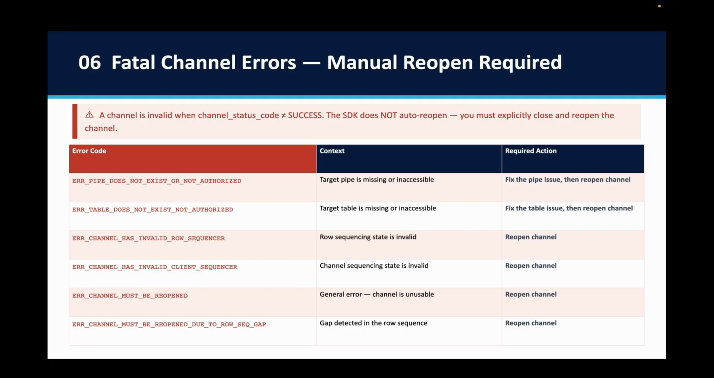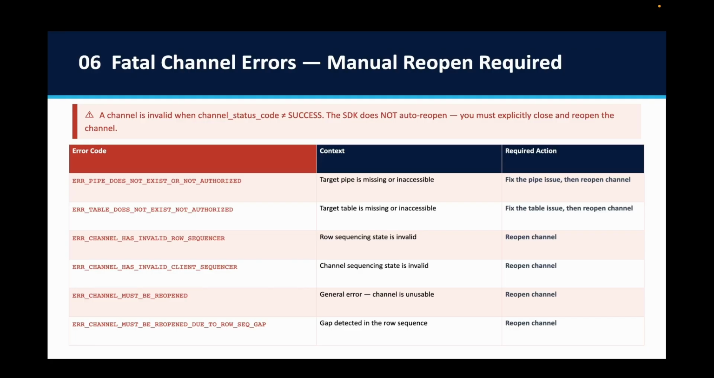Target table is missing or inaccessible. Row sequence state is invalid. Channel sequence state is invalid. General error like channel is unusable. A gap detected in row sequence. So these are some of the error codes typically written which are fatal channel errors.